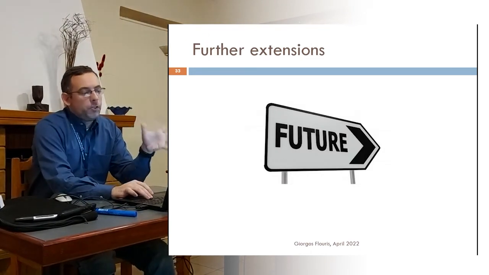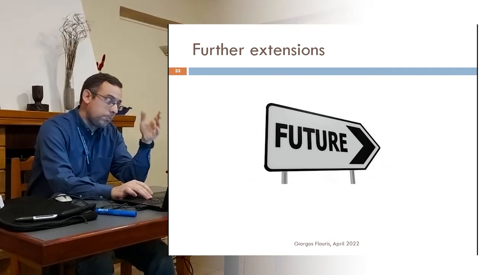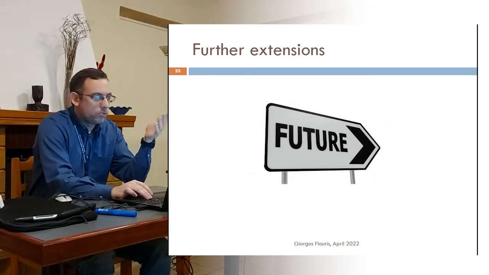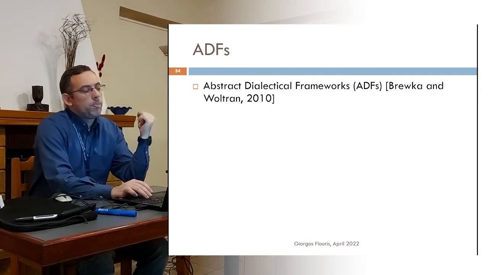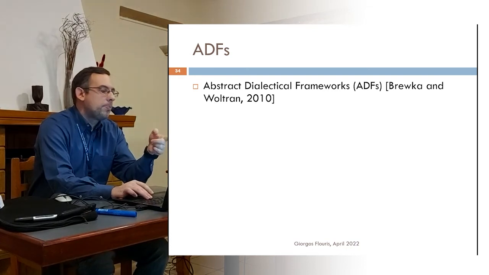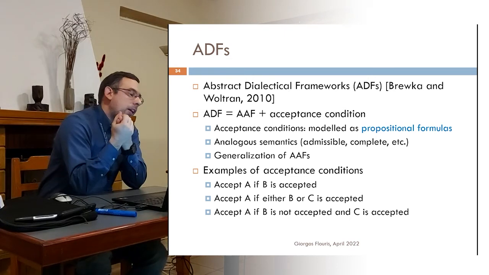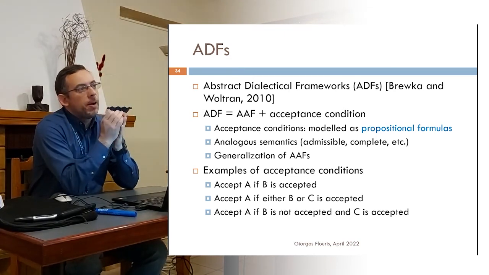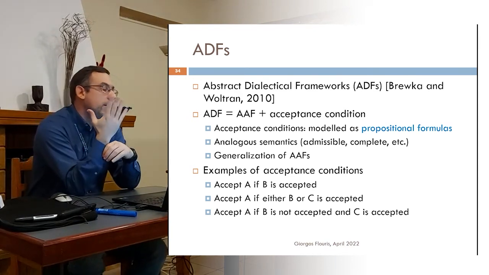Now we'll talk a bit about the future, some future extensions that we have conceived. This part is unpublished work, so I will not give many details, partly because we are ourselves not very sure about them. But before I go to the future, let's look a bit to the past. In 2010, Brewka and Woltran defined what are called abstract dialectical frameworks. The abstract dialectical frameworks change the AAFs by changing the semantics of the arrows. If you recall, the arrows in the AAF indicate attack.